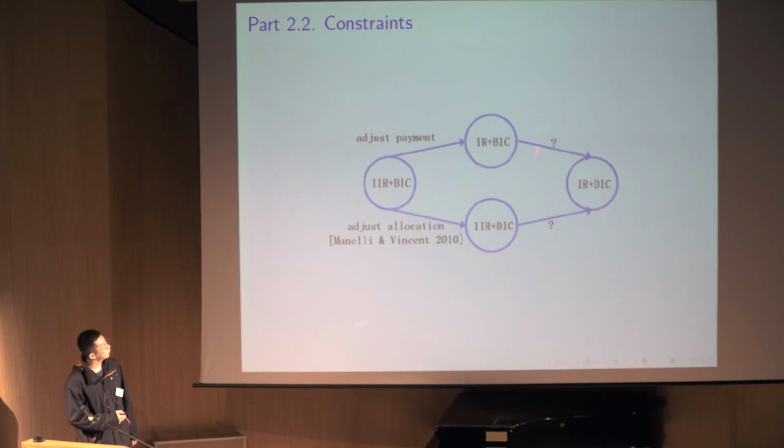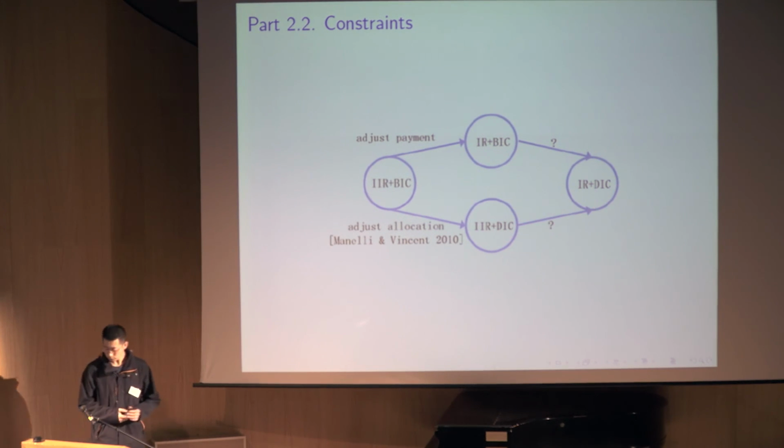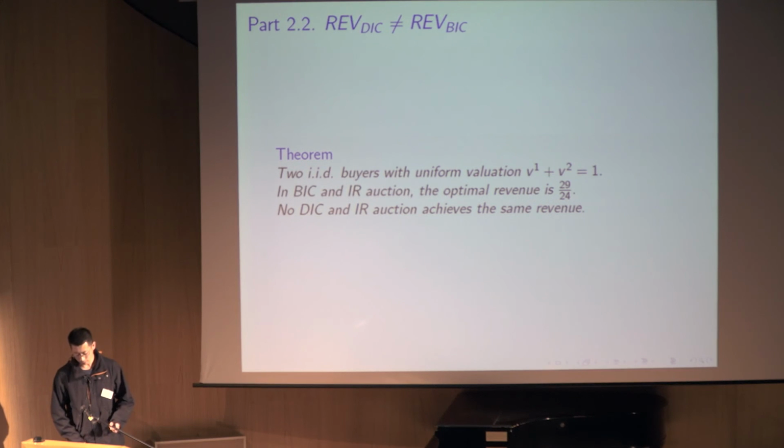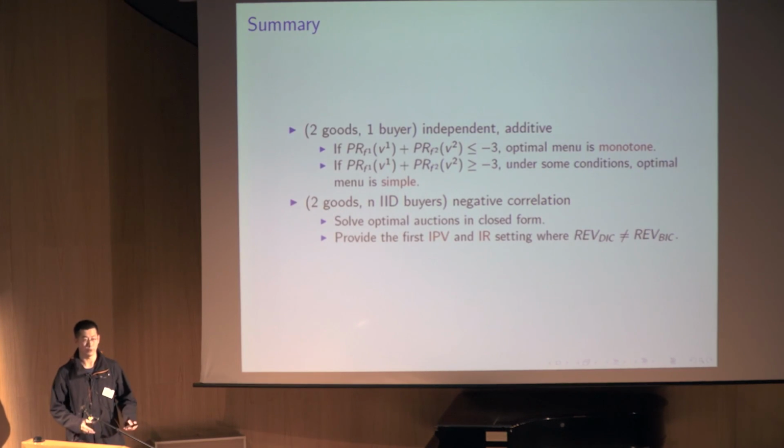Then what about these two directions? Our theorem says that in the above example, in the optimal BIC and IR auction, the optimal revenue is 29/24, but no DIC and IR auction achieves the same revenue. That means the other two directions do not work. And this is the second part.